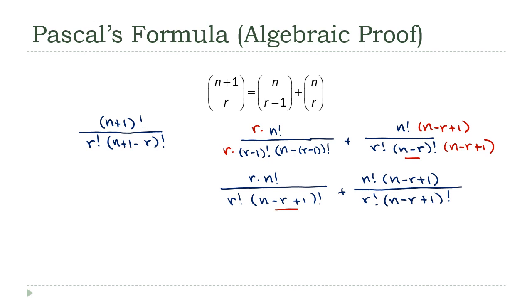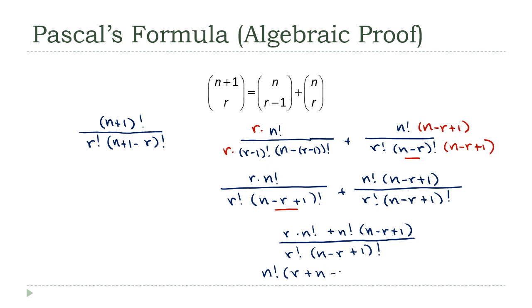Now I can add the fractions together. So the numerator is r times n factorial plus n factorial times n minus r plus 1, all over this common denominator, r factorial times n minus r plus 1 factorial. Excellent. Now, if you look at those two terms in the numerator, notice they both have an n factorial. Well, let's pull that out. This becomes n factorial times r plus n minus r plus 1, all over that common denominator, r factorial times n minus r plus 1 factorial.